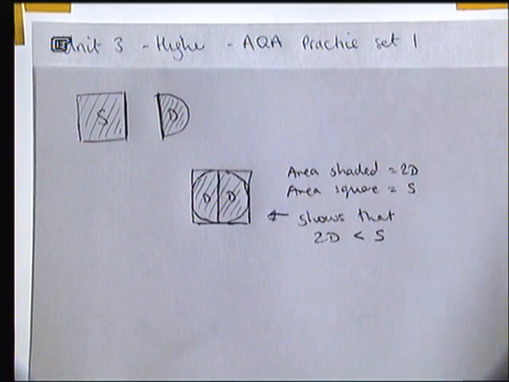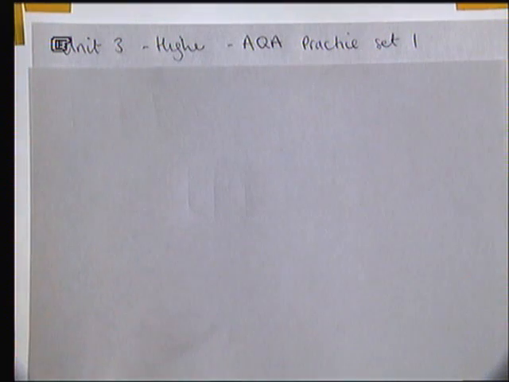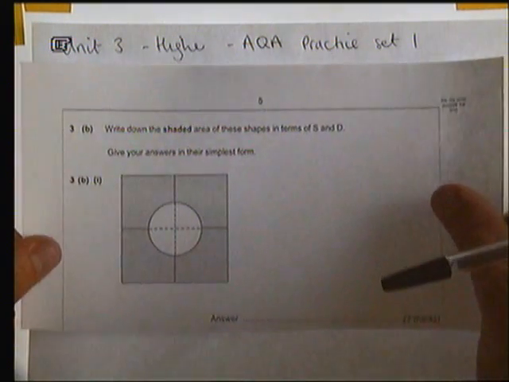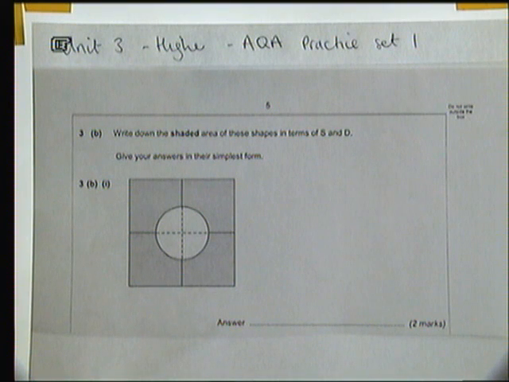There are 2 more parts to this question. So we have part B1, which looks like this. It says write down the shaded area of these shapes in terms of S and D.